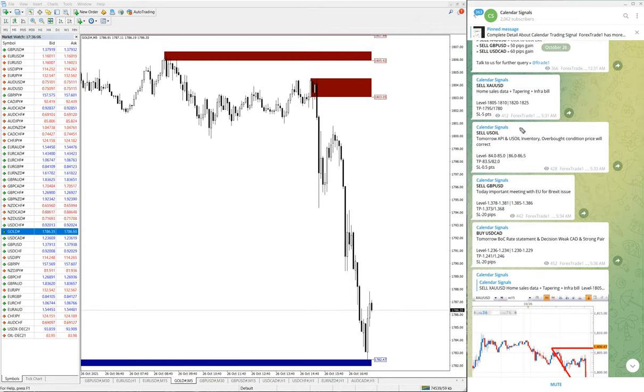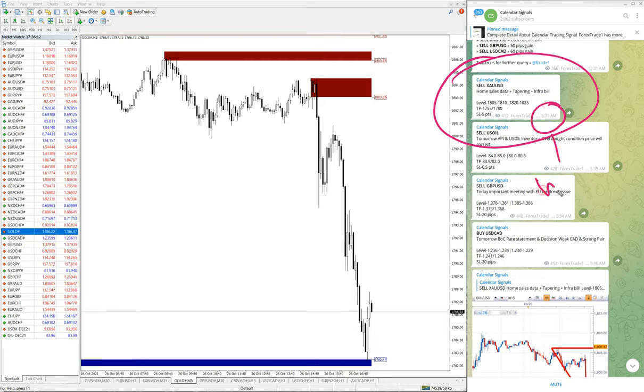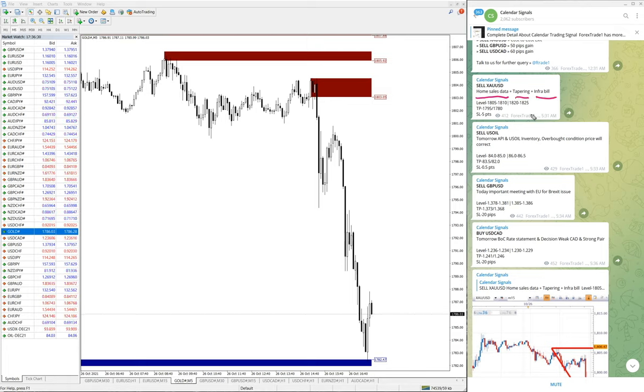In this case, you see here, sell XAUUSD, sell gold we have given, and this is the signal given time. This is as per the GMT timeline, 5:31 AM GMT we have given the signal. And the reason why we have given sell XAUUSD is because of home sale data, tapering, infra bill. Because of these three different reasons, we have given sell XAUUSD. These are all the economic data which we predict will impact the price of gold, which is XAUUSD. So we have given sell call. And this is the level we have given for trade.